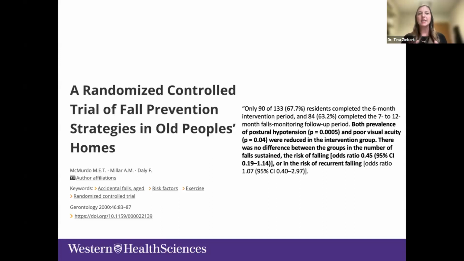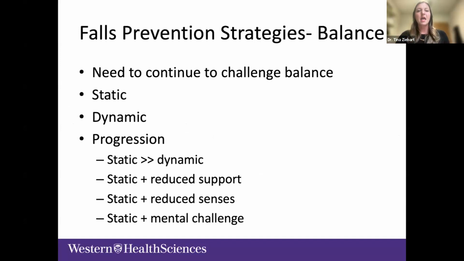But I wanted to highlight this study because it really shows that falls are multifactorial. So just doing an exercise intervention may not help reduce the risk of falls or the risk of recurring falls, because we do have to address some of these other factors as well. So trying to pull it all together is important. And an exercise intervention that just focuses on strength training may not be enough for falls prevention.